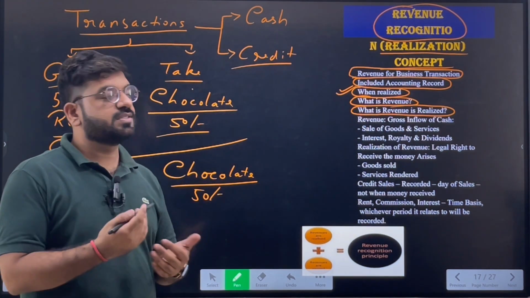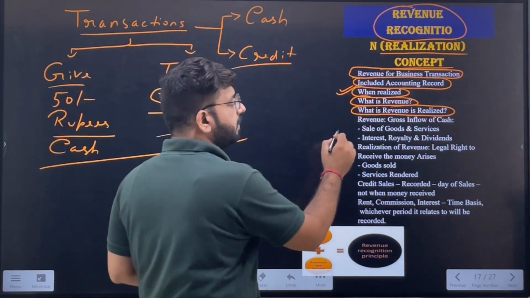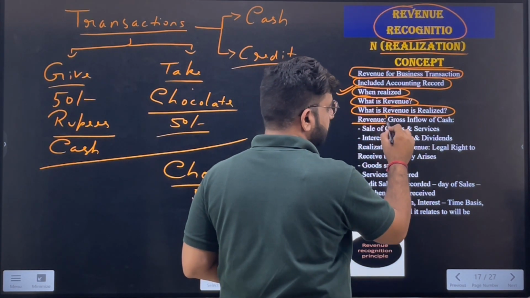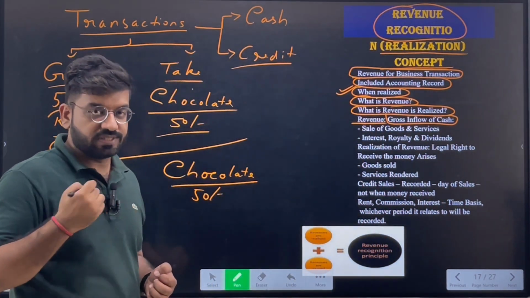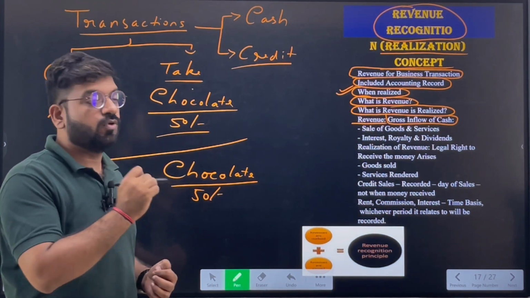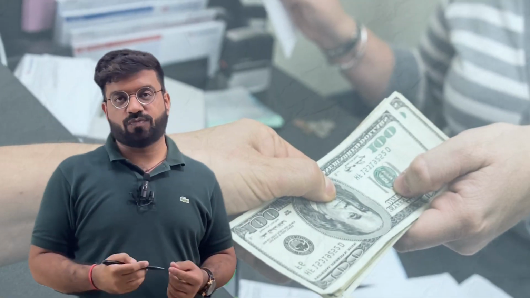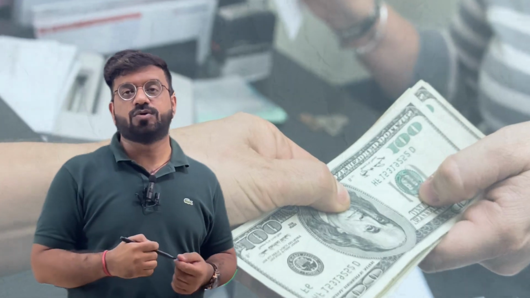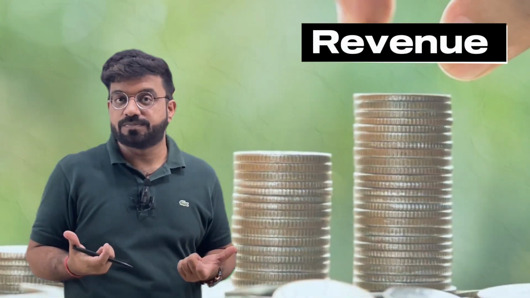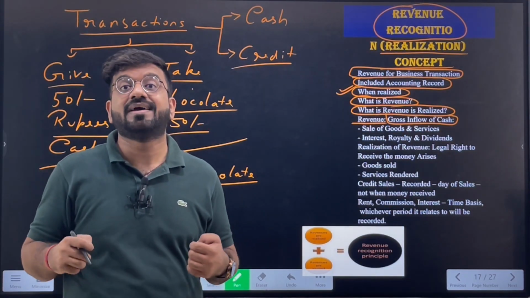So first, check what is the meaning of revenue. Revenue simply means the gross inflow of cash. For example, if I am selling goods to someone, I will get the cash out of it. So the cash which I am getting by selling those goods is known as the revenue. Is that clear? That is basically my revenue.